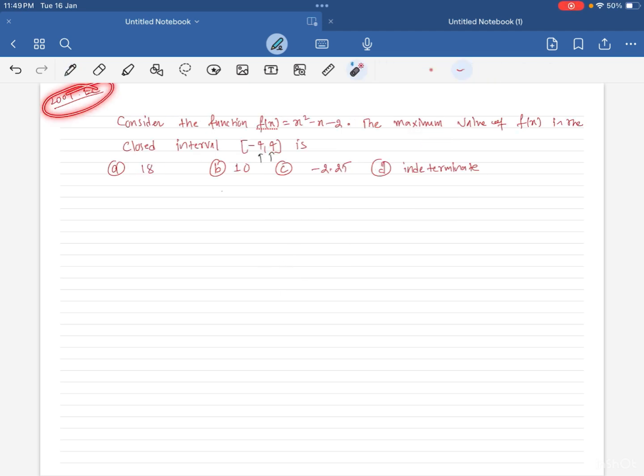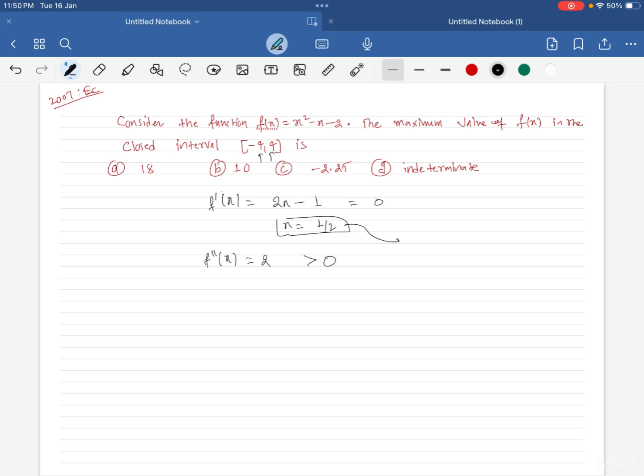Okay, so this question is from 2007 EC. We have given this function, we have to find the maximum value of fx in the closed interval from minus 4 to 4. So we can take the first derivative of our function, that will be 2x minus 1. Then we can equate it to 0, so that will give you a stationary point. And now let's find the double derivative. So that is 2, that is greater than 0. That means this is the point of minima.